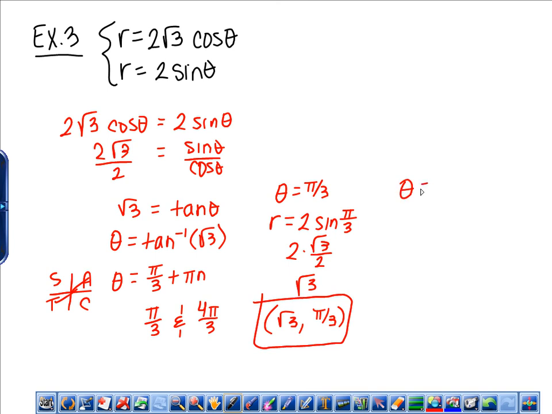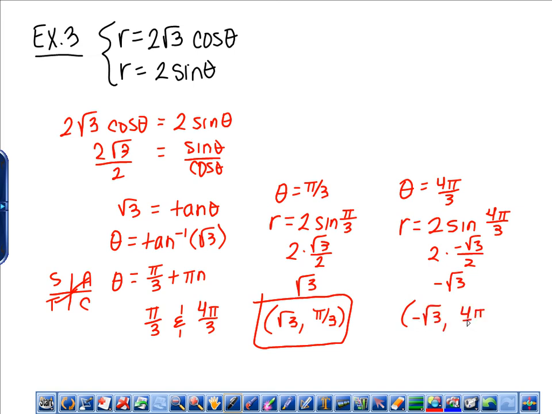All right, let's find the other one for 4 pi over 3. And again, I'm going to plug it into the second one because that's easier. So 2 sine 4 pi over 3. So I have 2 times, this actually gives me negative root 3 over 2, which gives me a negative root 3. So this solution is (negative root 3, 4 pi over 3).